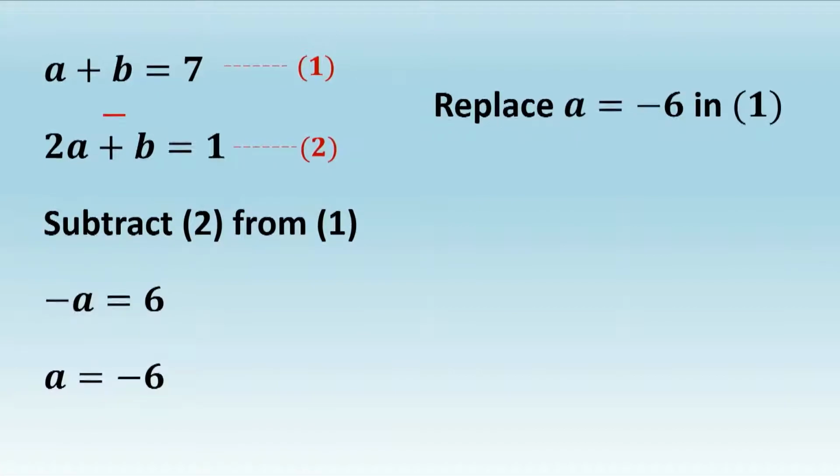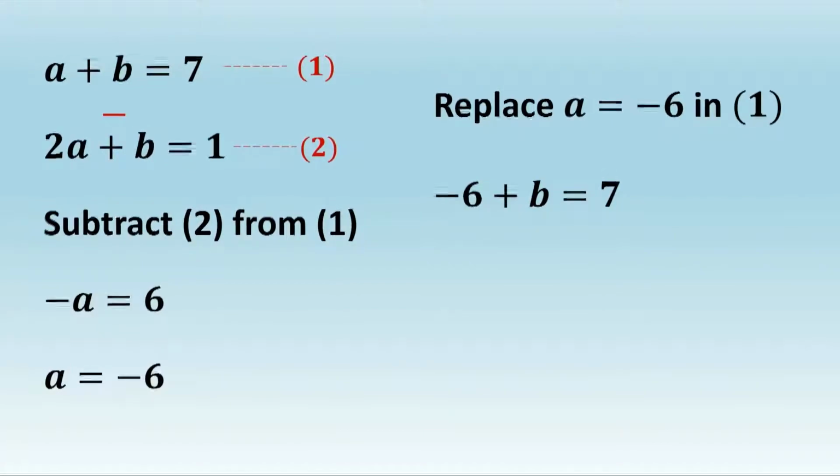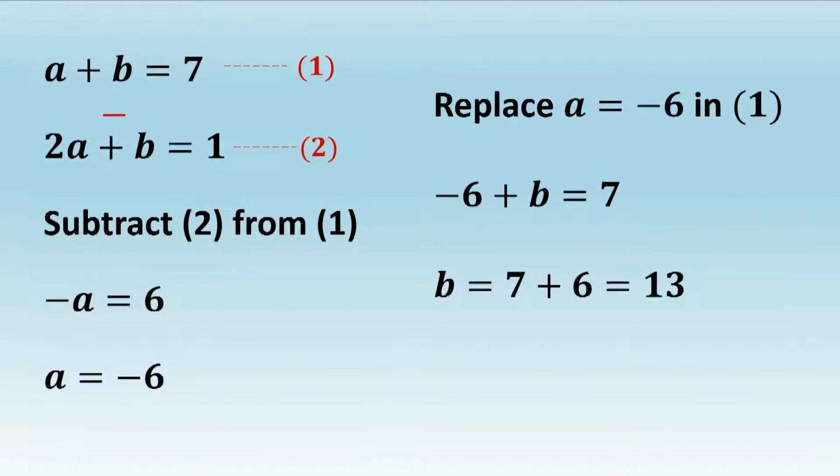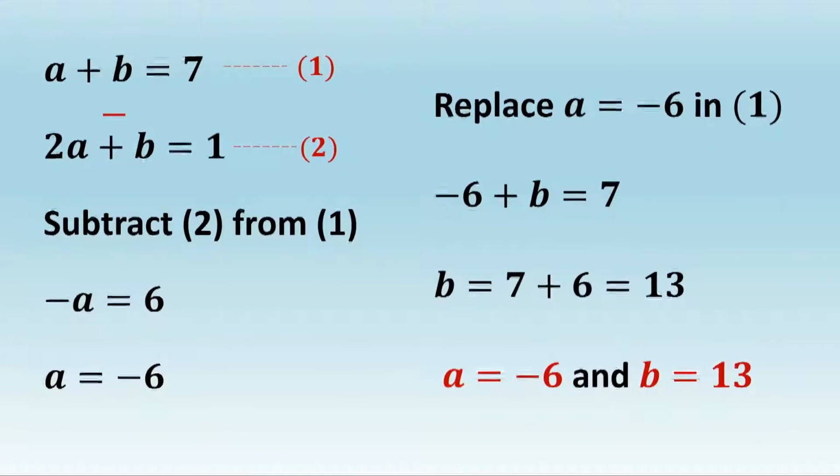Replace a is equal to minus 6 in equation 1. Minus 6 plus b is equal to 7. b is equal to 7 plus 6, which is equal to 13. Therefore, a is equal to minus 6 and b is equal to 13.